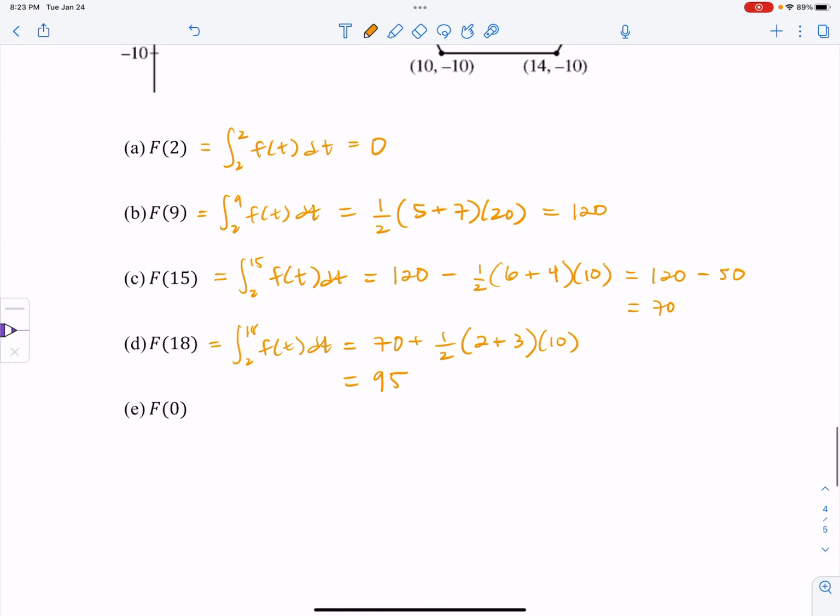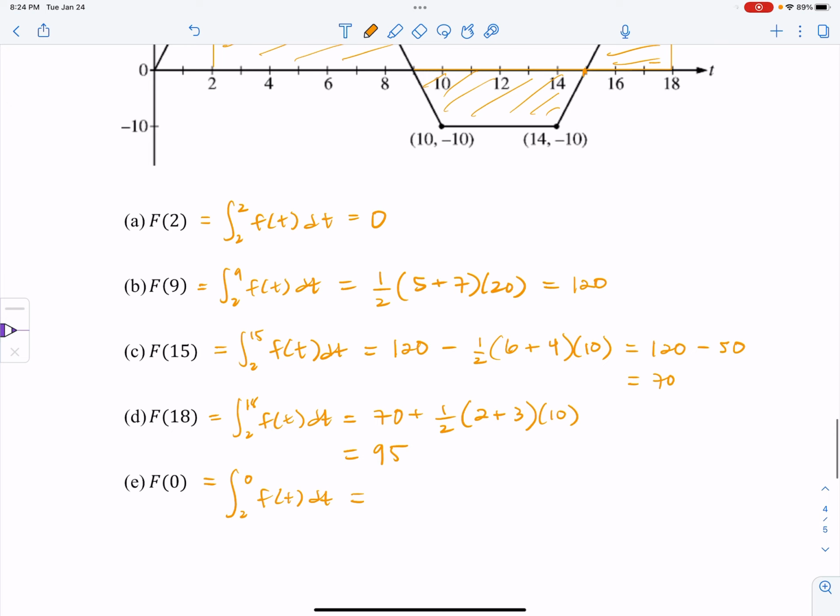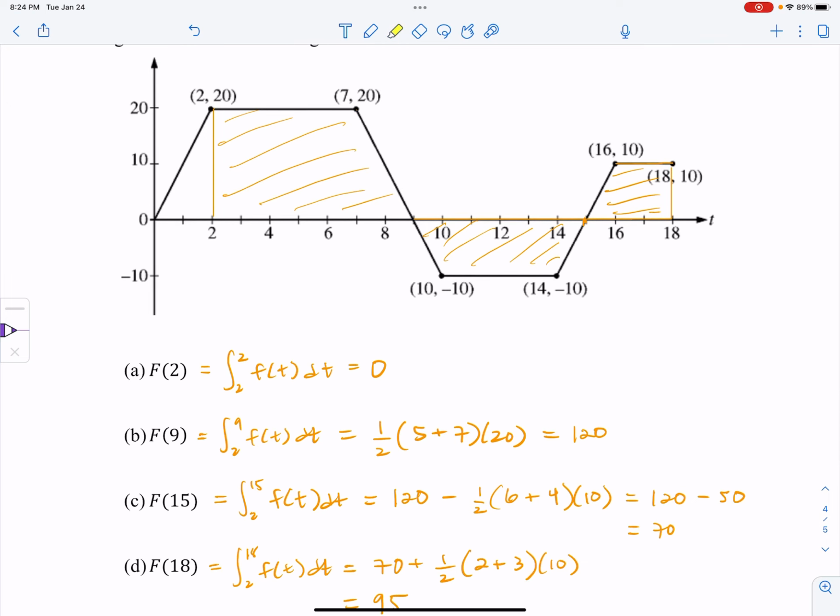Okay, and then f of 0. Oh, interesting. 2 to 0. Well, that's going in the reverse direction, right? That's going from 2 to 0.